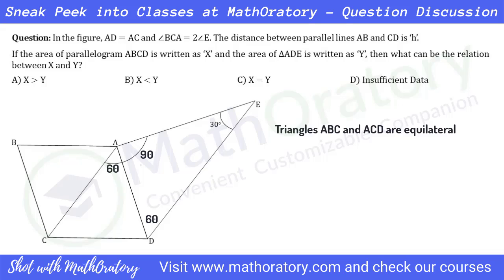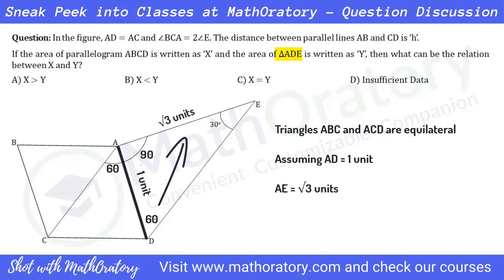We just have to compare the areas of these two figures, right? One is this parallelogram ABCD and another is this triangle ADE. Which is the common side between these two? AD is common, so let us consider AD to be 1 unit. Let's first figure out this 30, 60, 90 triangle. Opposite to 30 is 1 unit, so opposite to 60 should be root 3 units. So what is Y? Y is the area of this triangle ADE, that is half into root 3 into 1, so that is root 3 by 2. Interestingly, in this parallelogram, there are two equilateral triangles having side 1 unit.